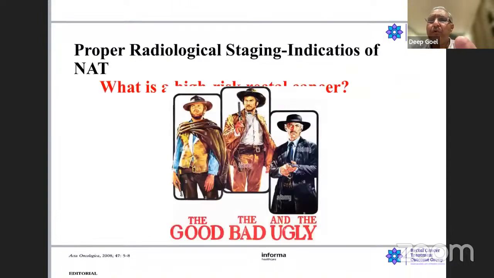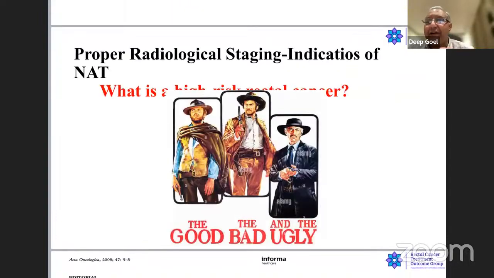So what we need to do is identify which of our patients are good, who are bad, and who are ugly, because not only will they help us in guiding our treatment, but also they will give us an insight into how these patients are going to behave.